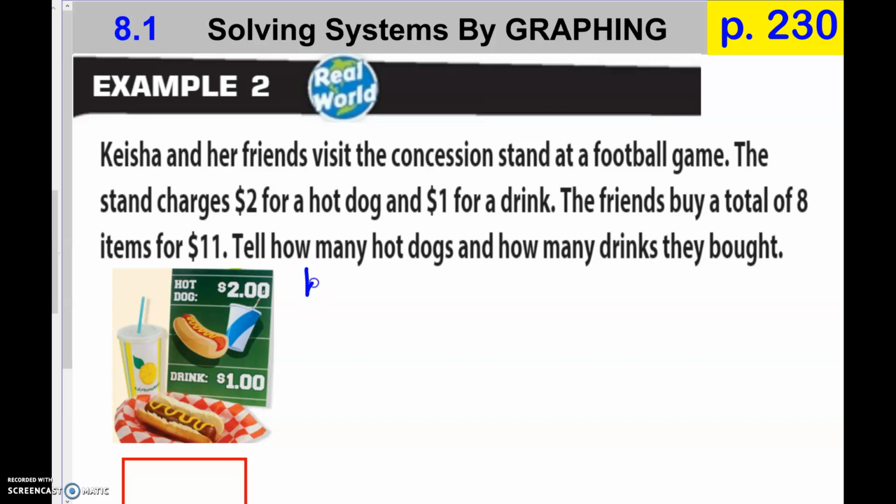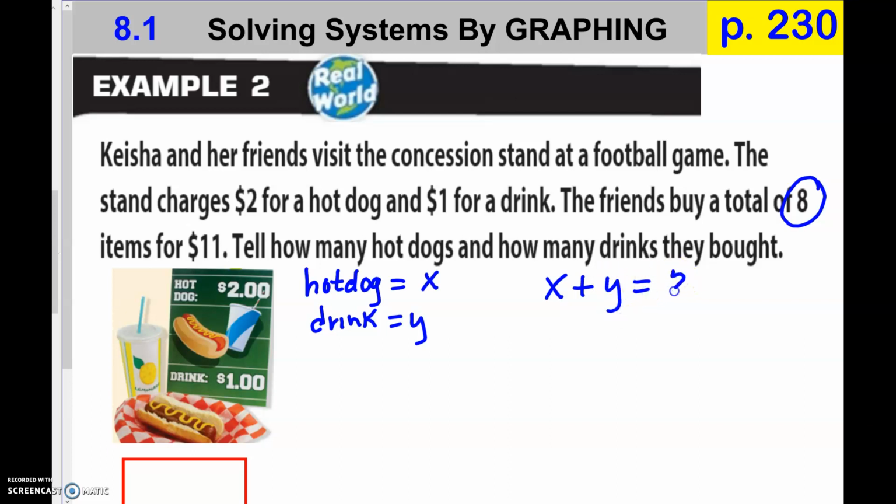Well, first we have to say that hot dogs is what we're buying here, and we're buying drinks. So one of them we're going to have stand for X, and one of them we're going to have stand for Y. So I am going to say hot dogs are X and drinks are Y. Now they say they buy a total of 8 items. So when you add the hot dogs plus the drinks, we're going to get a total of 8 items.